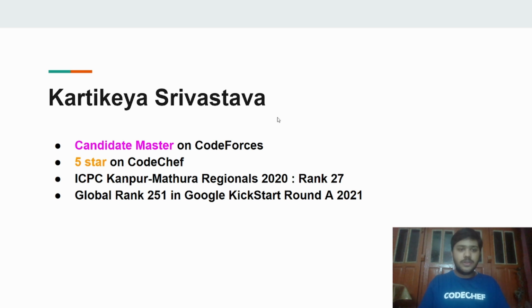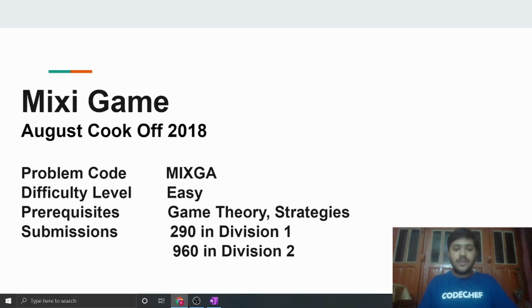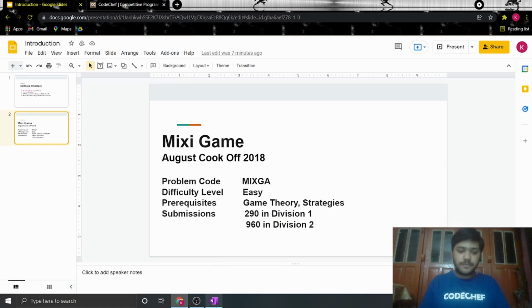And today I am going to discuss the problem Mixi Game, which was asked in August Cook-Off 2018. The difficulty level of the problem is easy, the prerequisites are game theory and strategies, and the number of submissions this problem got in Division 1 were 290 and in Division 2 were 960. So now let's move on to the problem statement.